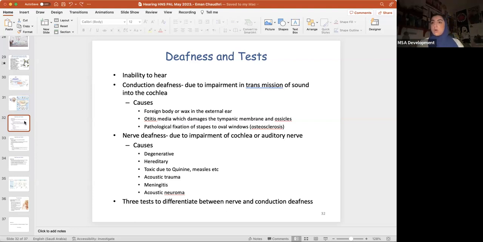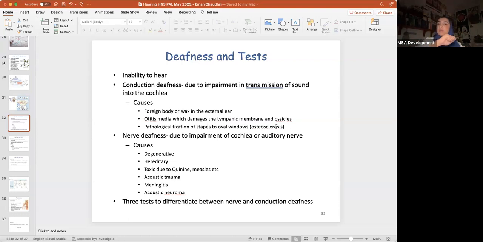Otitis media, or inflammation or infection of your middle ear, usually it damages the tympanic membrane and the ossicle. Sometimes your tympanic membrane can rupture, and it usually will heal on its own within 1 to 2 days. But it can also damage your ossicles, or it can cause a lot of fluid buildup, and therefore sound cannot travel properly because the vibration cannot be conducted through your bones properly if there's so much fluid there and if there's inflammation, right? And the other thing is pathological fixation of the stapes to the oval window, osteosclerosis.